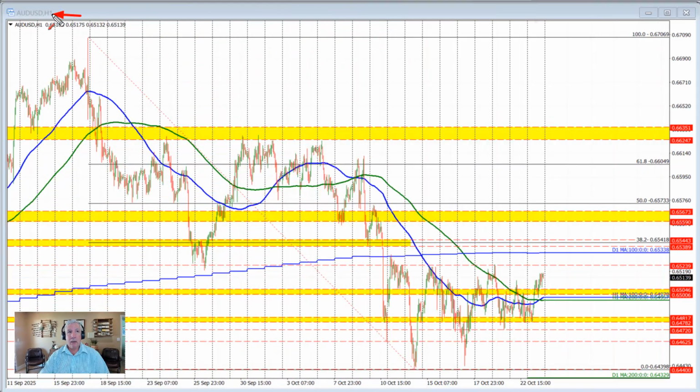The Aussie versus US dollar switched from being more bearish to more bullish in trading here today. I'll explain why in this video, so let's get started. Looking at the hourly chart, these two lines represent the moving averages.